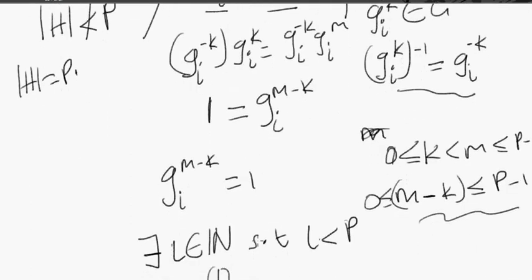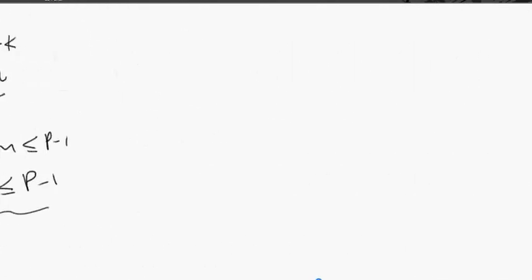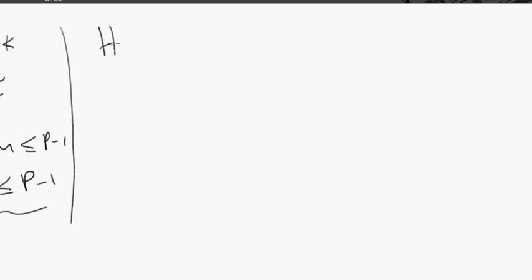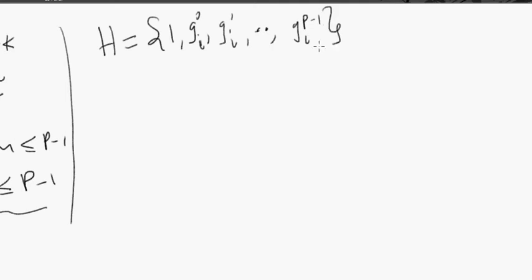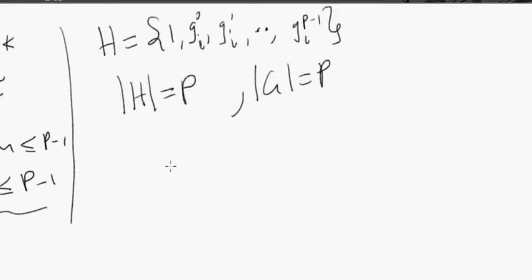Okay, so here's what we have now. We've got a set H, which we wrote as 1, g sub i to the 0, g sub i to the 1, all the way up to g sub i to the p minus 1. We're saying, if the order of H equals p, what do we know the order of G is? The order of G also equals p. What is that telling us? The order of H equals the order of G.